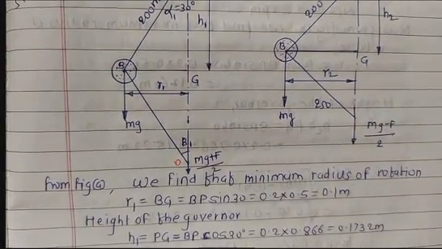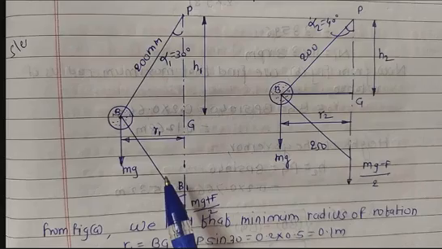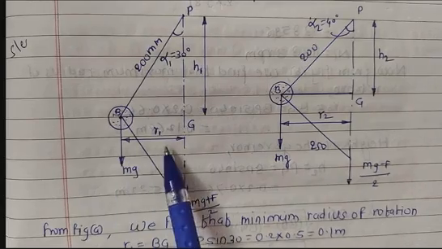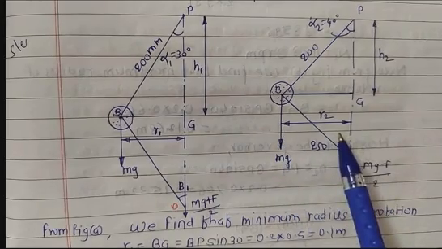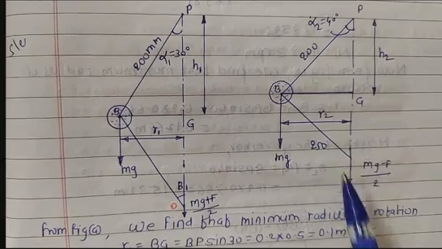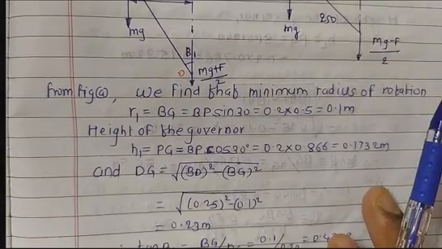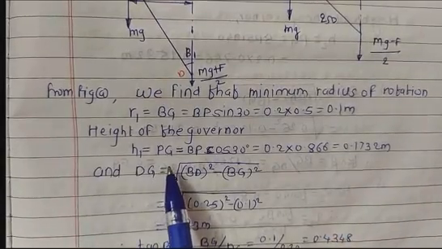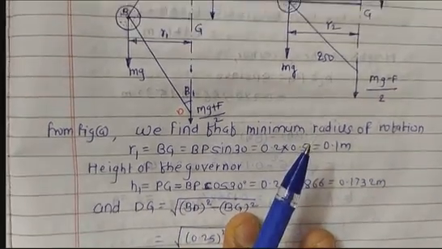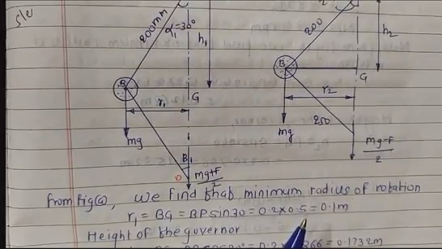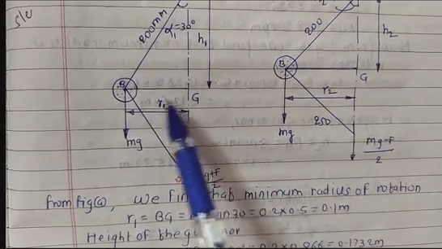So let us consider this one. The first diagram corresponds to the minimum radius of rotation, and this diagram corresponds to the maximum radius of rotation. Okay, so the height of the governor, that is h1, can be calculated with the help of this relation. Just consider here h1. I can get this h1 by once again using this triangle.